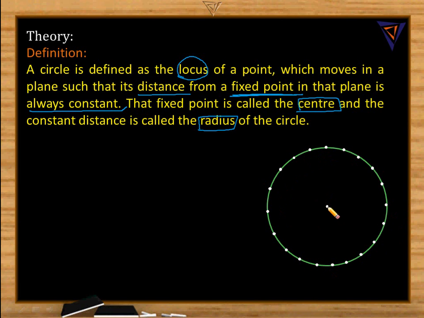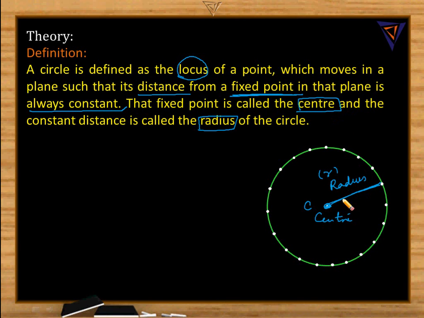And this particular fixed point is what is called the center. And this fixed distance is what is called the radius. So this is the center of the circle, denoted usually by C, and the radius of the circle denoted usually by small r. And that fixed point is the center.